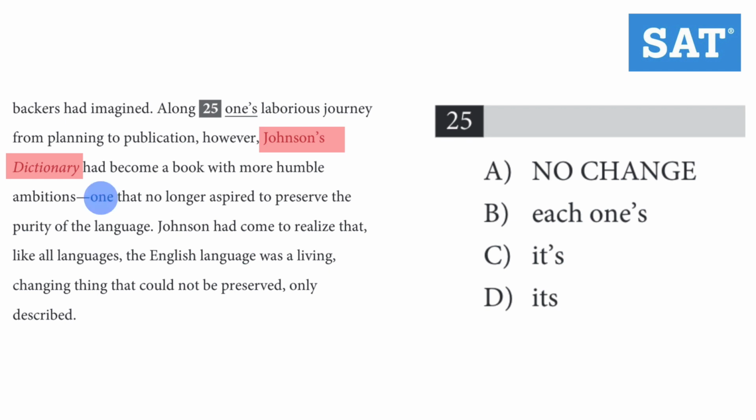One is another pronoun here that points to Johnson's dictionary, and here, along one's laborious journey. Whose laborious journey? The dictionary's. And the dictionary, how would we describe it if we use the pronoun? We would say it. So along its laborious journey. Which its are we going to choose? Are we going to choose C or D? We're going to choose D because C means it is.